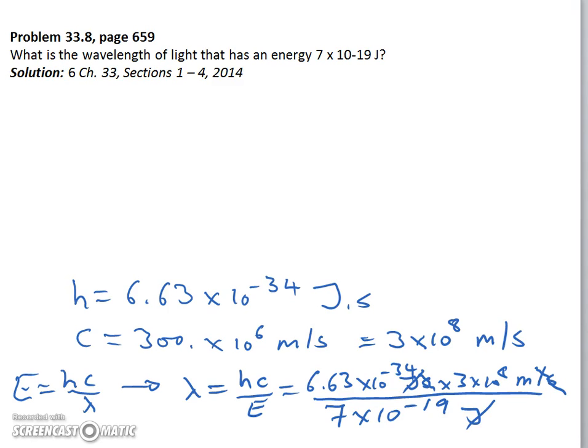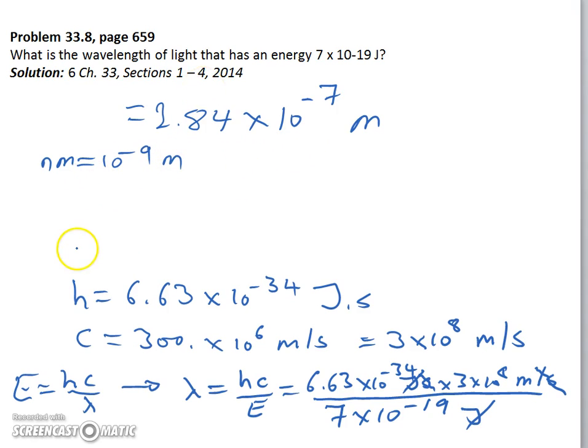So calculating those numbers, the numerical answer is equal to 2.84 times 10 to the minus 7 meters. And as we've seen, most answers for light are expressed in nanometers. Most wavelengths are in nanometers. So if we want to make the substitution, then we need to know that a nanometer is equal to 10 to the minus 9 meters. Therefore, dividing both sides by 10 to the minus 9, we have nanometer divided by 10 to the minus 9 equals meters. And we can make a direct substitution.